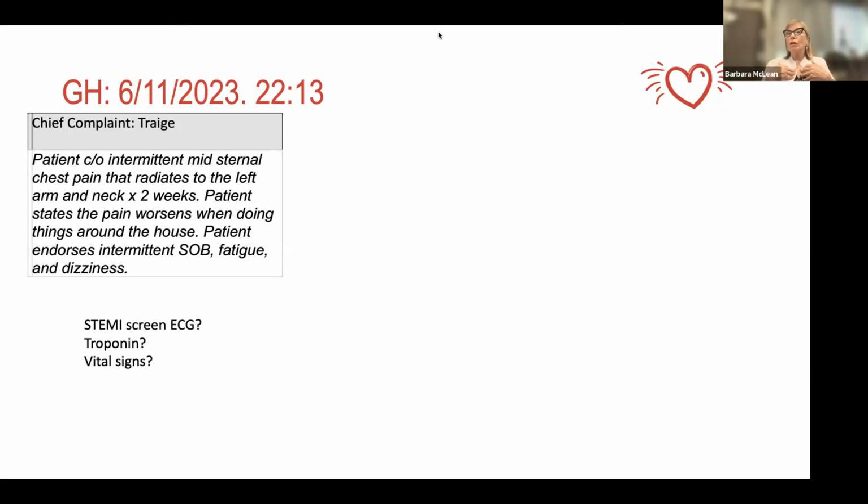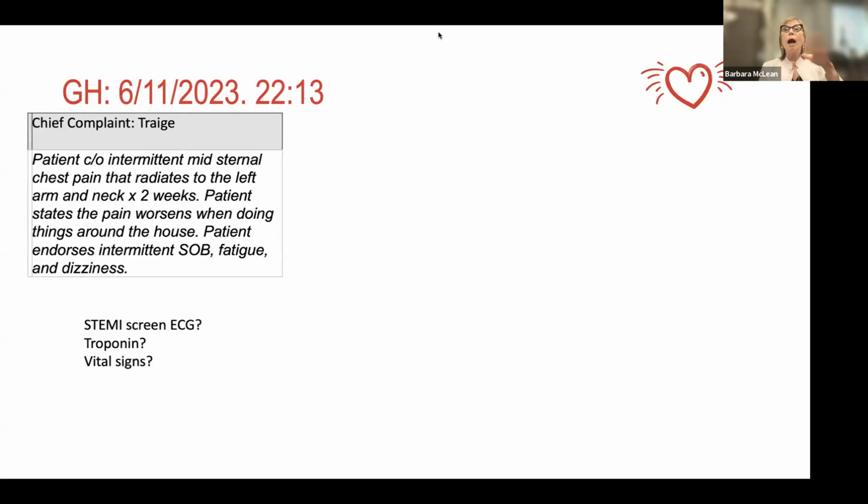Now, I, as a triage nurse, would say to this patient, when you have chest discomfort and that radiation of pain, is that when you get more short of breath? Is that when you feel more tired? Is that when you feel dizzy? And they may have asked that, but I don't see that documented. This is what's documented from the triage nurse. And great, this is great.